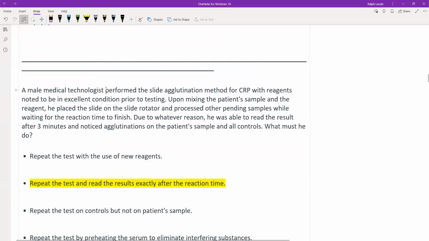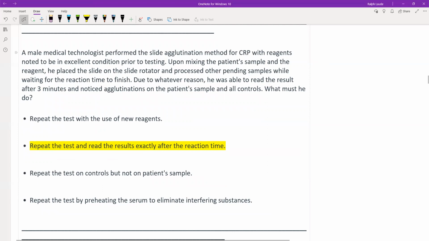Next. A medical technologist performed the slide agglutination method for CRP with reagents noted to be in excellent condition prior to testing. So there is no problem with the reagent. Upon mixing the patient sample and the reagent, he placed the slide on the slide rotator and processed other pending samples while waiting for the reaction time to finish. The scenario is that in the laboratory, we tend to multitask. Once we are incubating something, we do not just wait for the incubation to end, but rather perform other procedures.